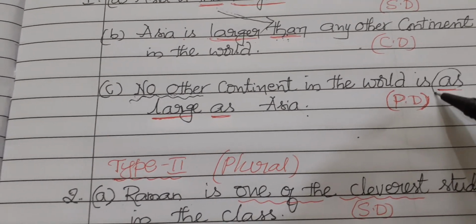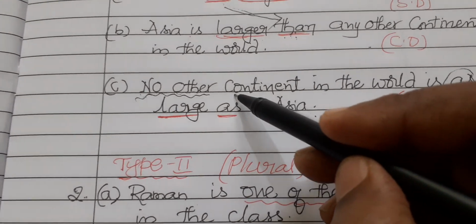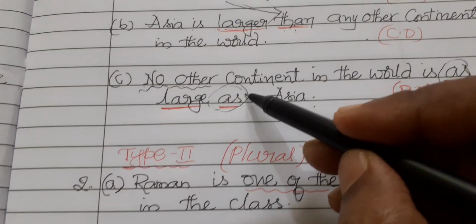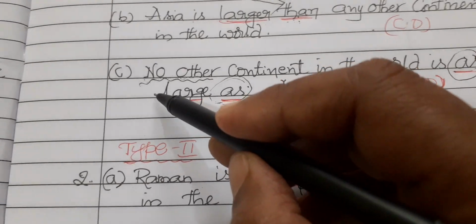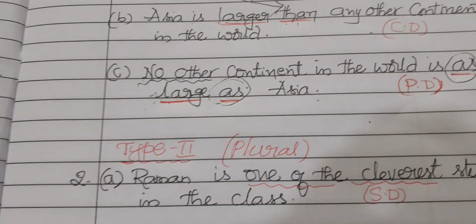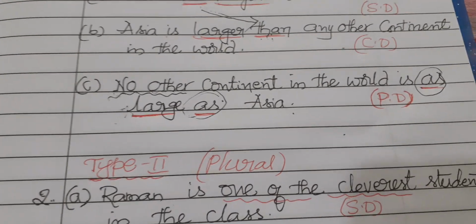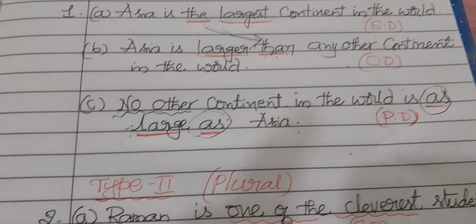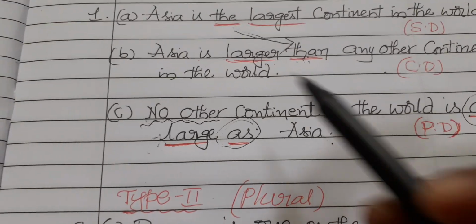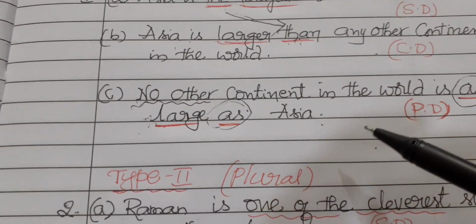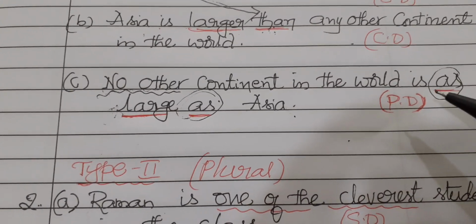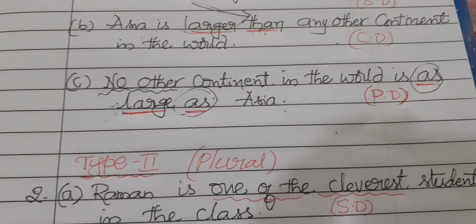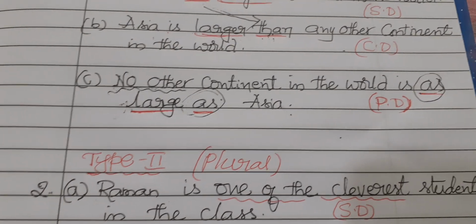Before large we use as, and after large we use as. We have to use these conjunctions: as large as. Asia comes last. No other continent in the world is as large as Asia. This is the positive degree, with the same meaning.